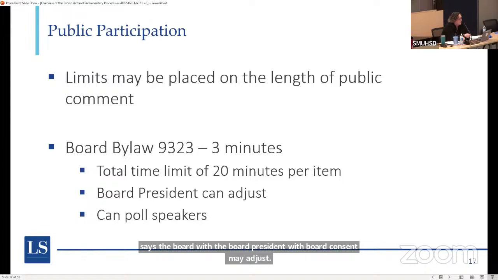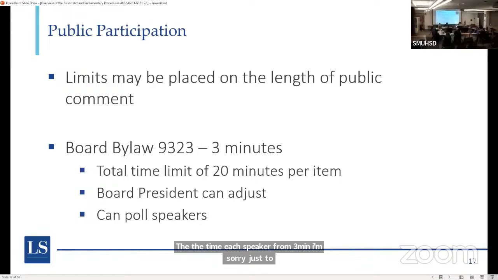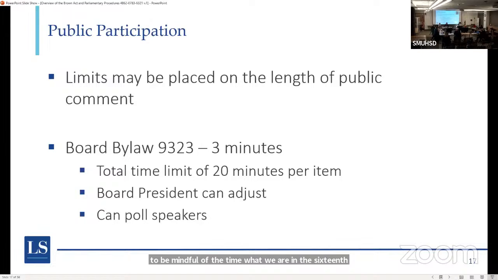Each speaker gets 3 minutes. Sorry, just to be mindful of the time, it's 6:35 and we're on the 16th slide out of 56. I'm going to have to go soon, just so you know.